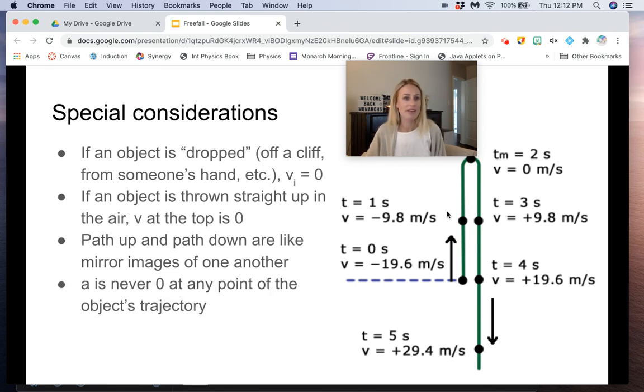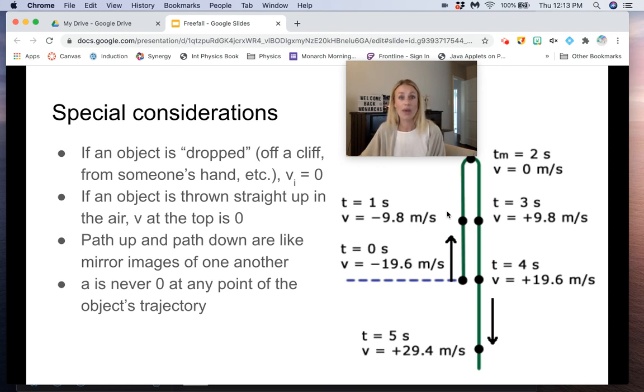Also, just remember that the acceleration is never 0 at any point in the object's trajectory. The acceleration is what's causing that object to accelerate toward the center of the Earth. So it causes the object to slow down in velocity as it goes up and then speed up in velocity as it comes down.